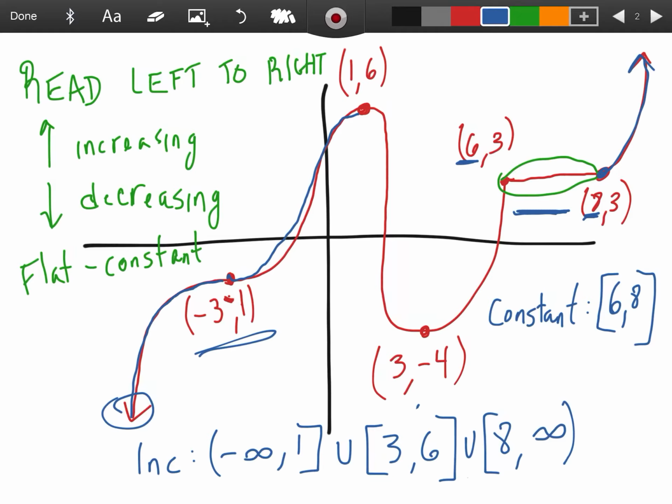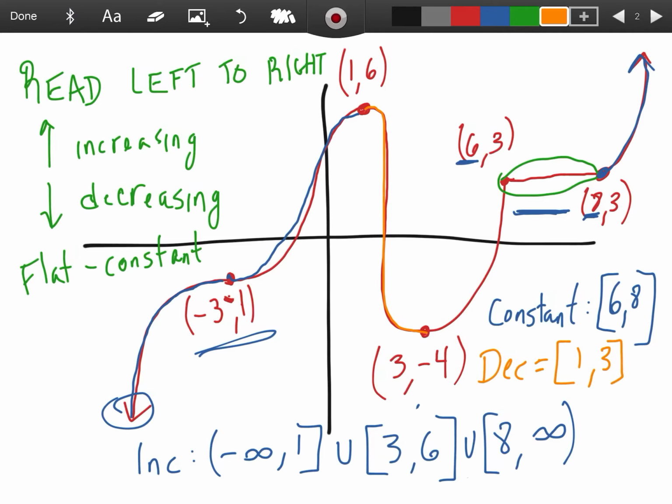And I only have one interval of decreasing. My decreasing interval occurs from x equals 1 to x equals 3, because as I go left to right, my graph is going down from x equals 1 to x equals 3. So I'm decreasing from 1 to 3. I have now identified my increasing intervals, my decreasing intervals, and my constant intervals.